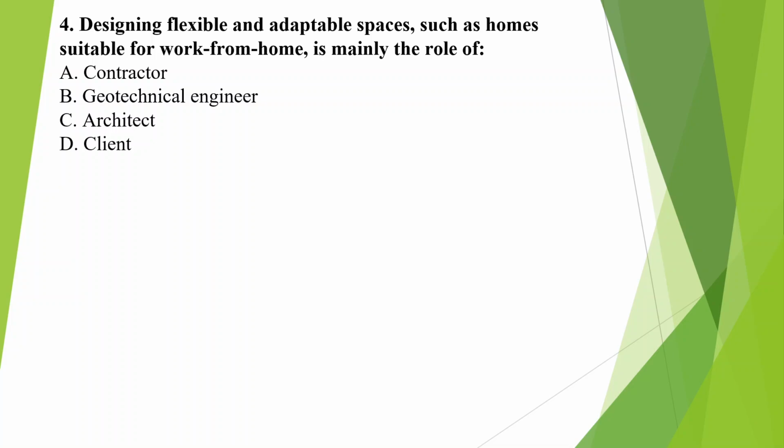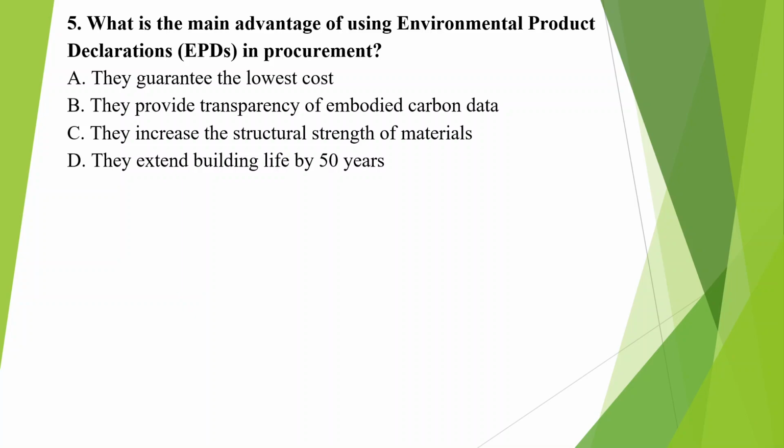Fine. So this was very simple, a straightforward question. Somebody may have answered contractor also. So let's move to the fifth question then. Here is the fifth question. It is asking you what is the main advantage of using an environmental product declaration in procurement. So when you are doing procurement, what benefit can the EPD provide to you?